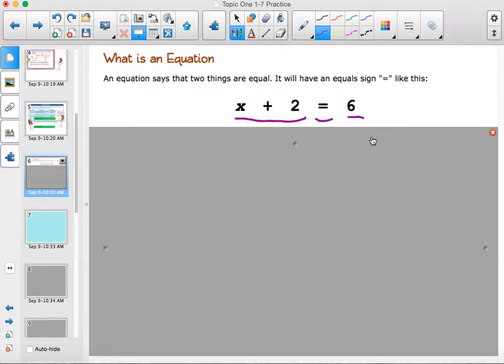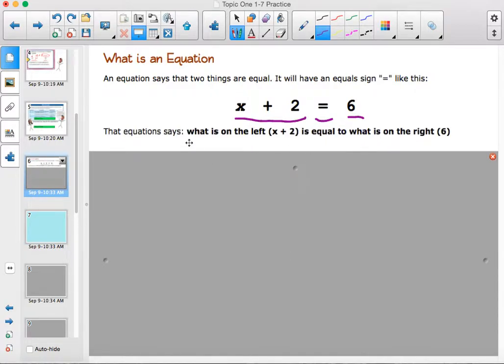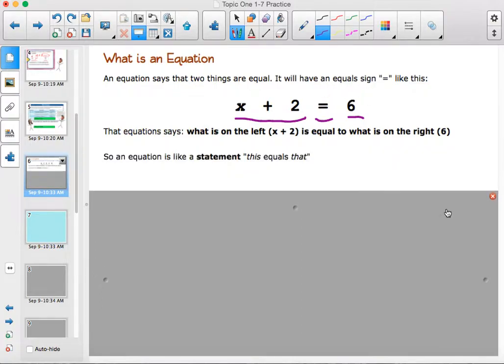So in this situation, the equation says that what is on the left side is equal to what is on the right side. And that's an important thing to remember, that whatever happens over here has to give the same amount as what happens over there. So an equation is a statement: this equals that. So when you see an equation, you know that this equals that. And anything that you do over here should come out the same as what you have over here.